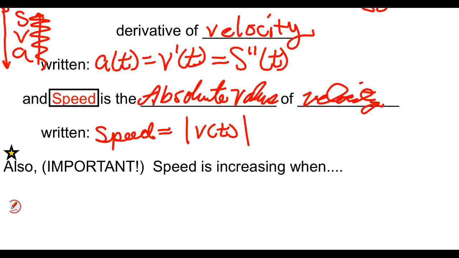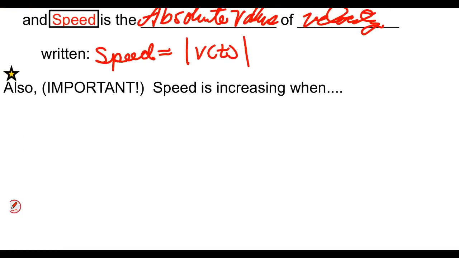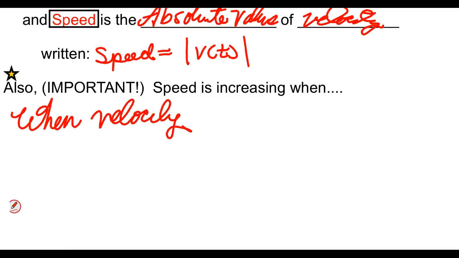So it says also important, and this is big, it's got a star here because this is an AP favorite. They love to ask you when the speed of something's increasing or when it's decreasing. Basically, when are you going faster or when are you slowing up? There's a couple things that affect that. In order for your speed to be increasing, you have to actually analyze two things. So right when, you have to look at velocity. Do you think it has to be positive or negative? It's a trick question. It can be either.